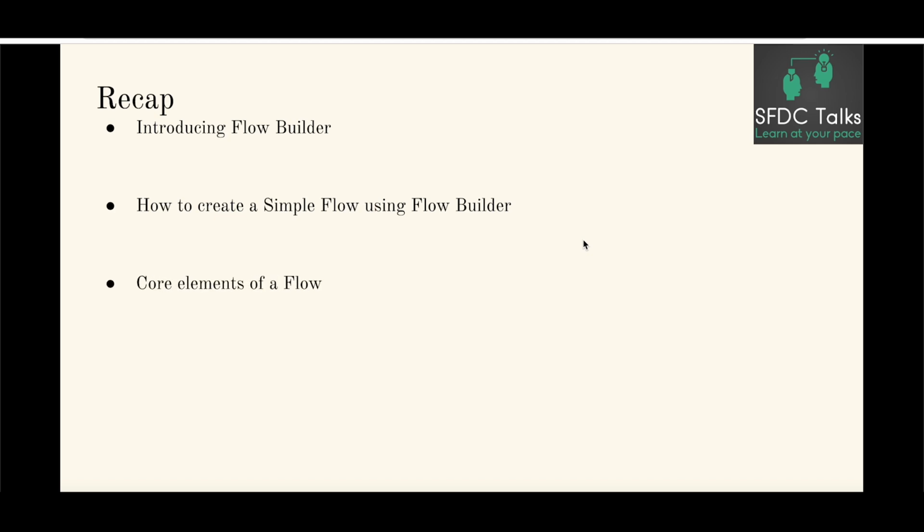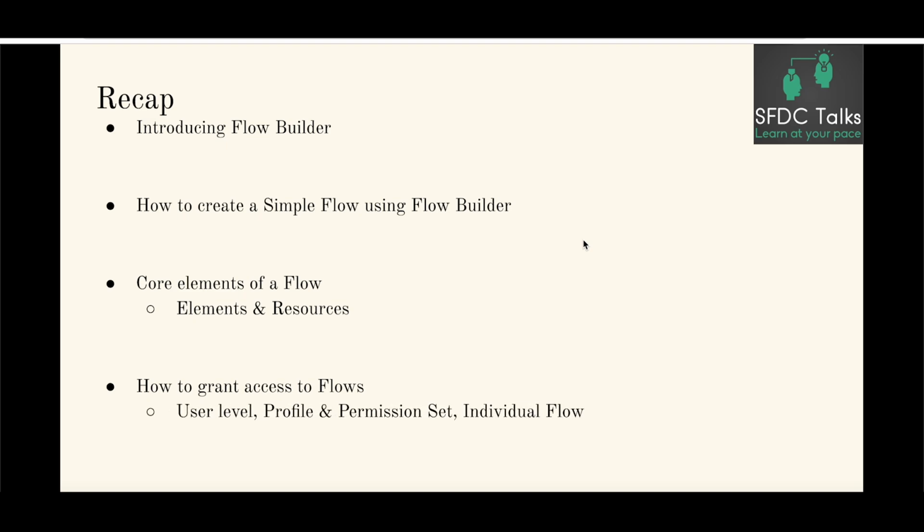Then we understood what the core elements of flows are, like the different types of elements that exist and the different resources that are part of a flow. And lastly, we also saw how to grant access to flows like screen flows and autolaunched flows. There are various ways you can grant access to the screen flow: at the user level, at the profile and permission set level, and at the individual level of the flow.